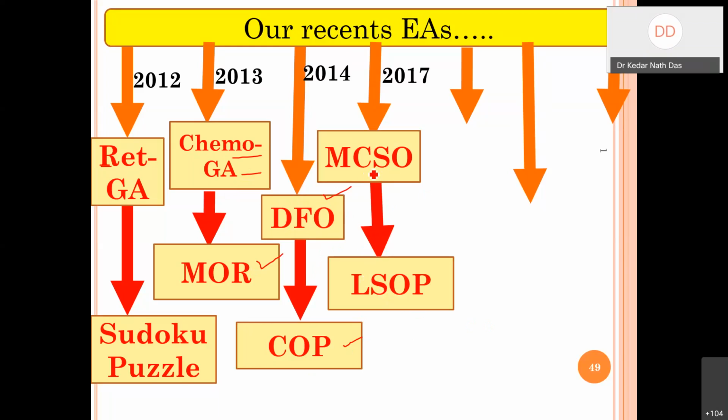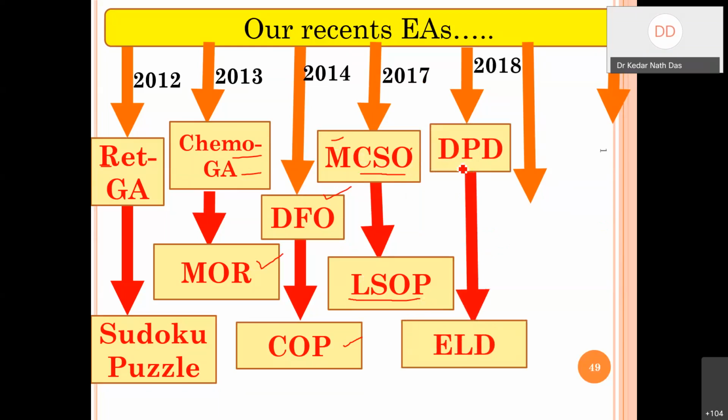This CSO stands for, the M stands for modified, C stands for competitive, S for search, O for optimization. So modified competitive search optimization. LSOP is called large scale optimization problem, which was designed in 2017.